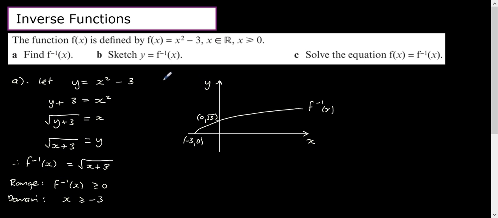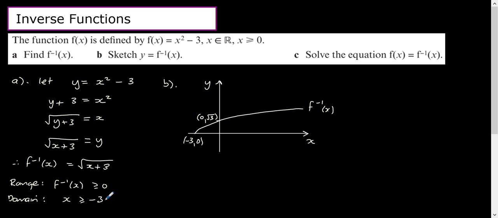So for part B, it says sketch y equals f to the minus 1 of x. And that's what this sketch is right here. We've got the square root of x plus 3, which is the square root of x graph again, but this time it's being translated to the left by 3. And see, we've got this minus 3, 0. Now that fits with our domain that we predicted.